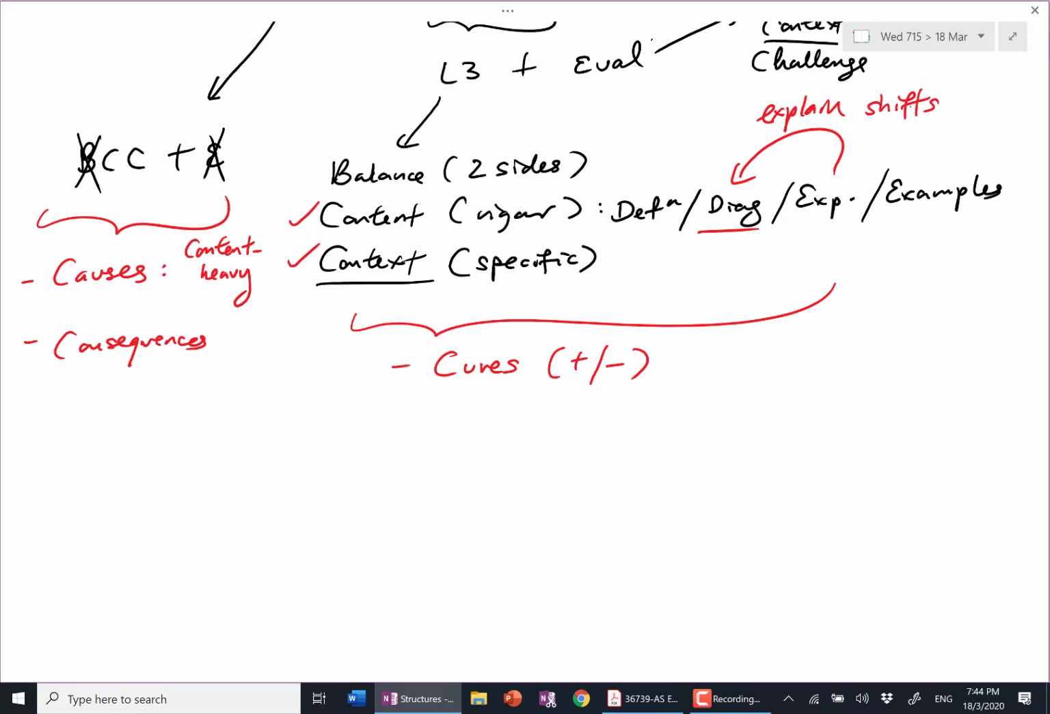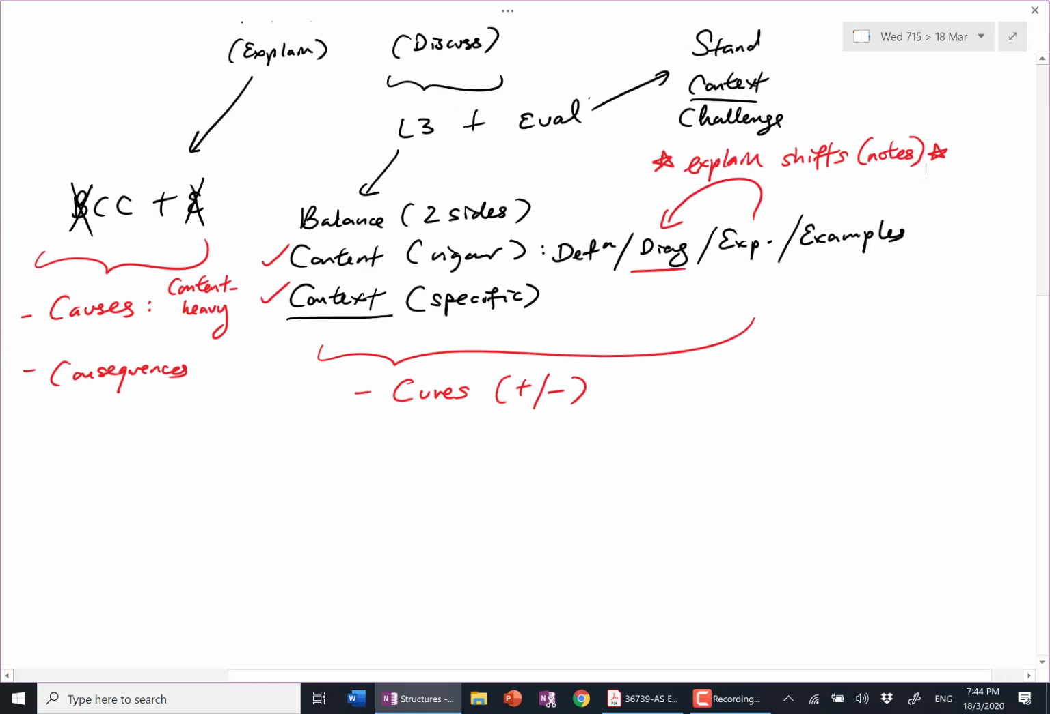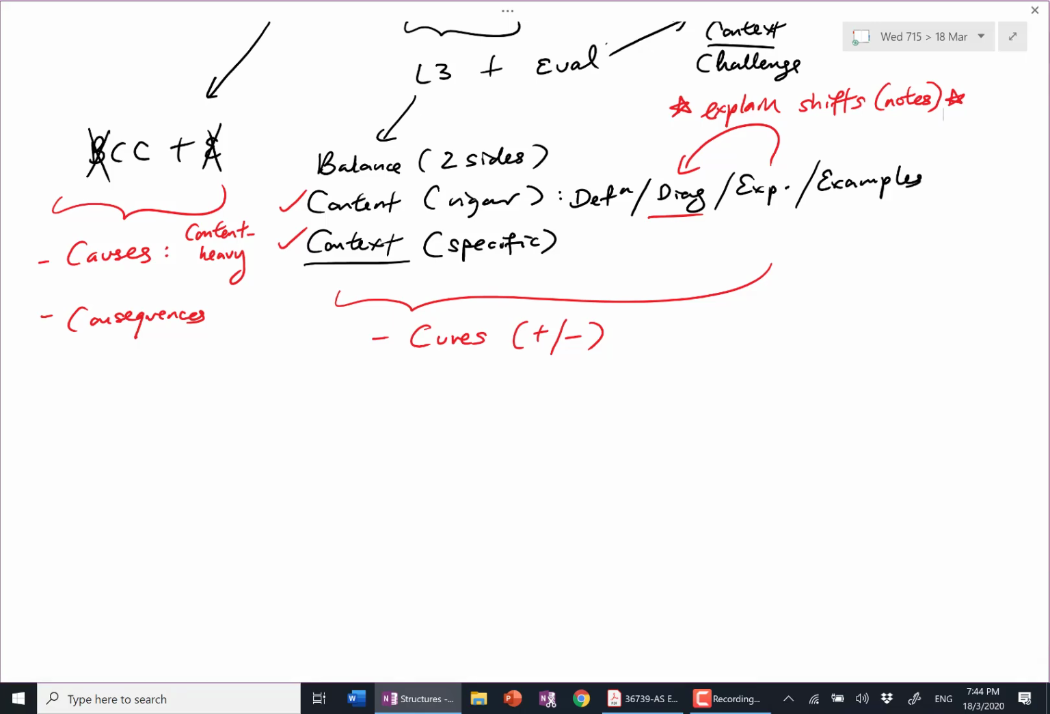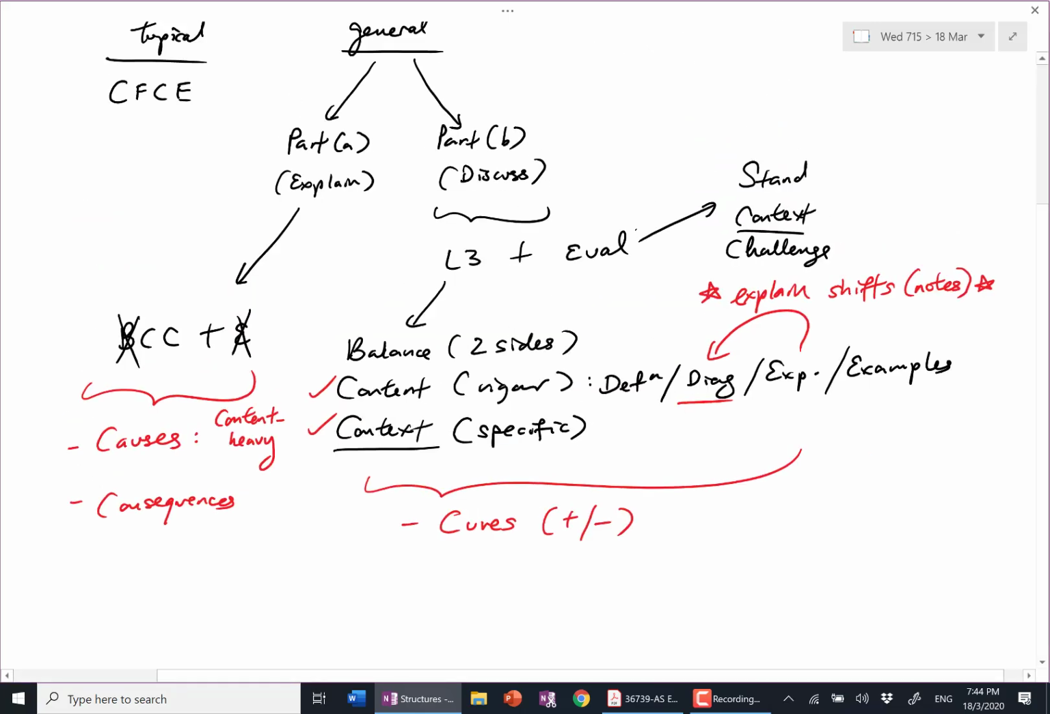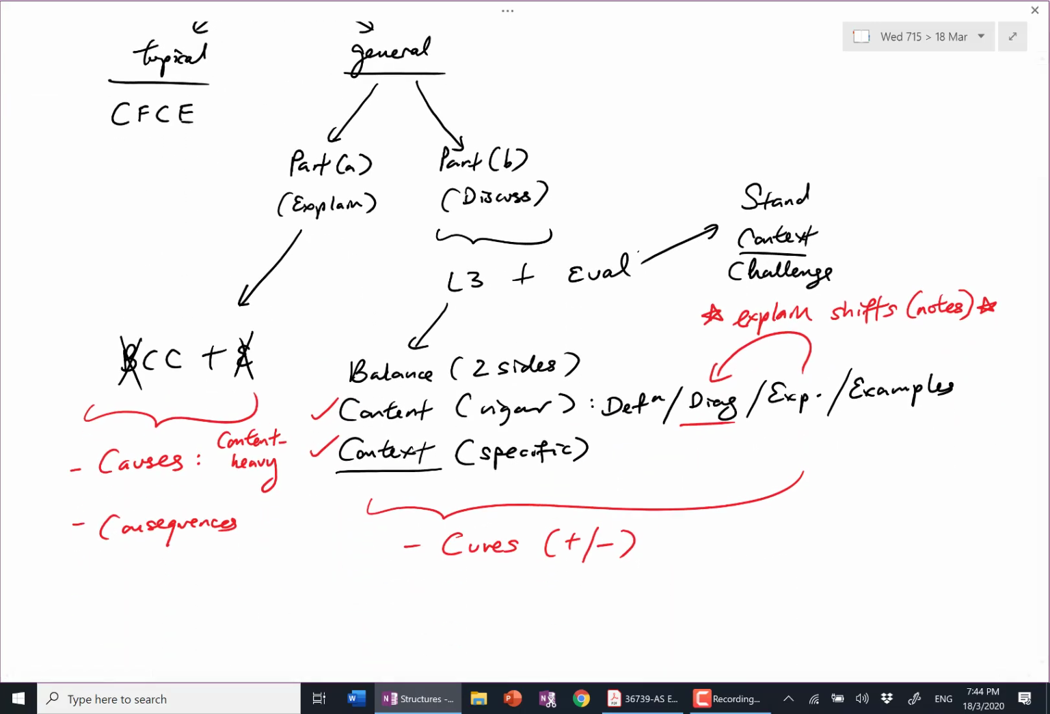Okay? So explain shifts. This is what you take from school notes before you think of throwing them away. They're not that useless. This one useful. Okay? School notes are useful. They give you the foundations. Okay. Sure. Yeah?